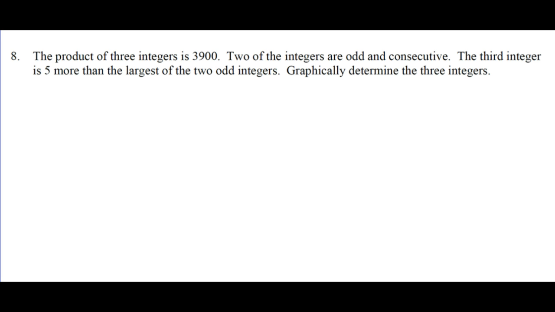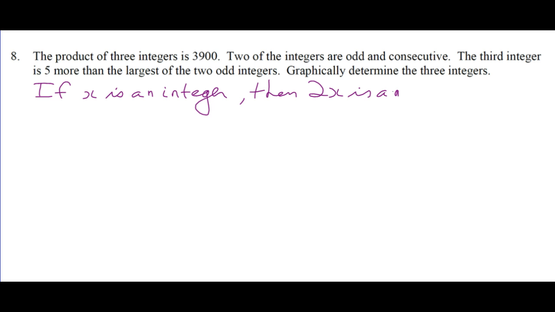So I have a solution on the paper, but I'm not going to use it because I don't want to go free here and just say. So we need to get an odd integer. Here's how we get an odd integer. So we say, if x is an integer, then 2x is an even integer.